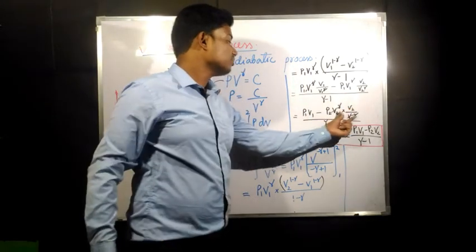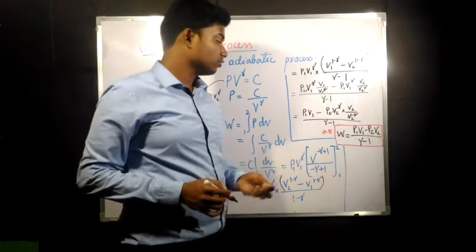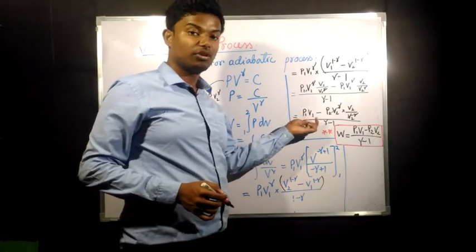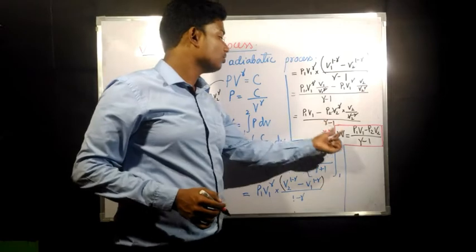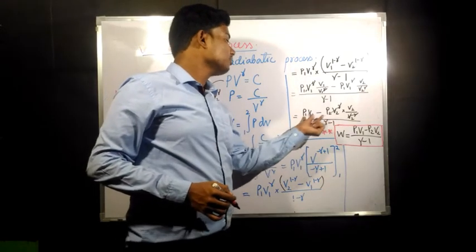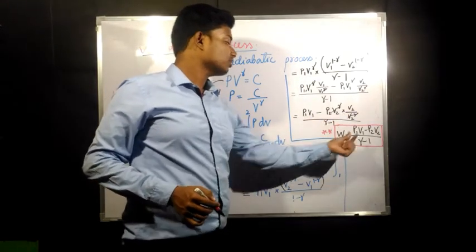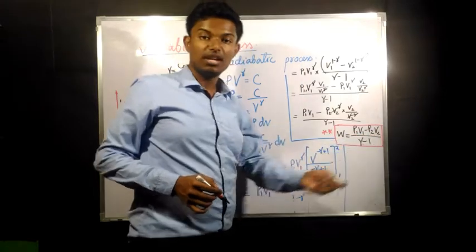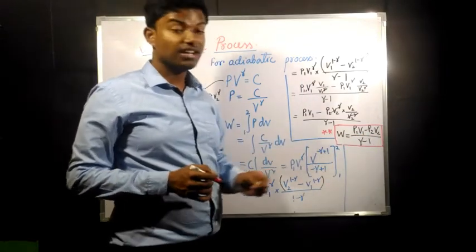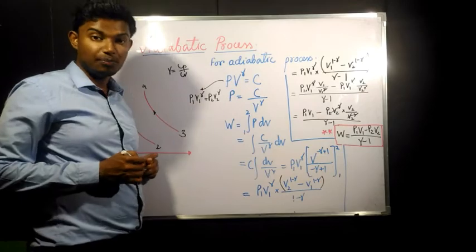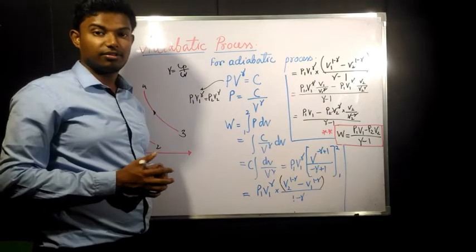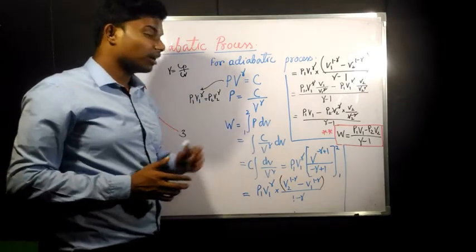So what is remaining from here? P2 into V2 and P1 into V1. So the final expression for work done comes like P1 V1 minus P2 V2 divided by gamma minus 1. That is P1 V1 minus P2 V2 by gamma minus 1. This is the work done expression for our adiabatic process.